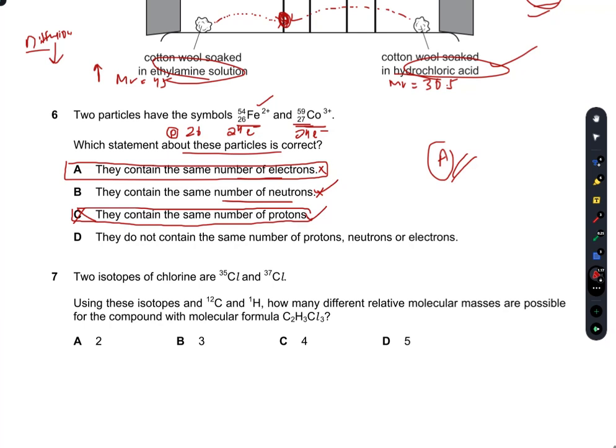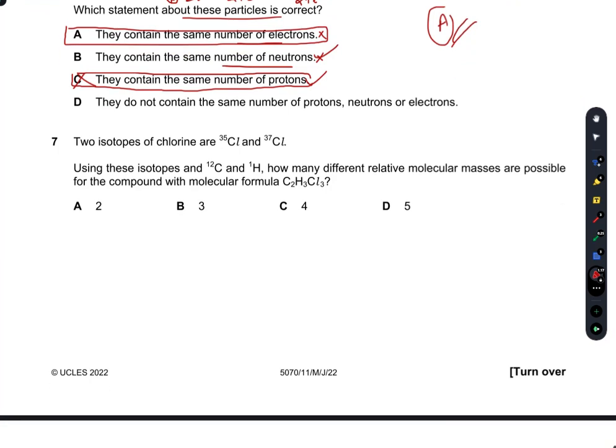Yes, they do, because the ferrous ion loses 2 electrons and is left with 24 electrons. Similarly, the cobalt atom is also left with 24 electrons, so they do contain the same number of electrons. So A is your right option.